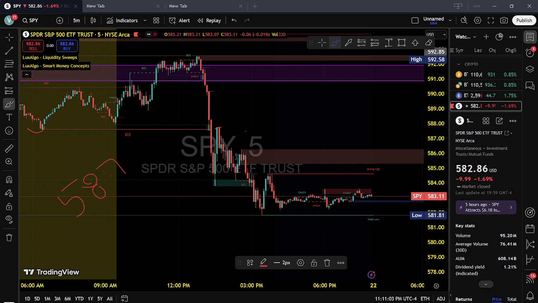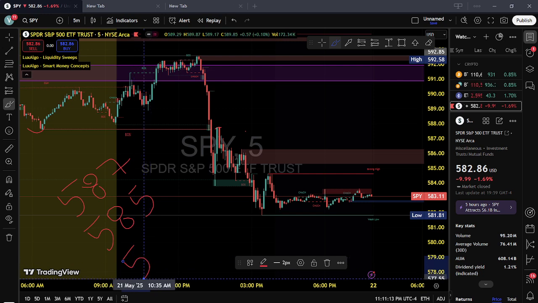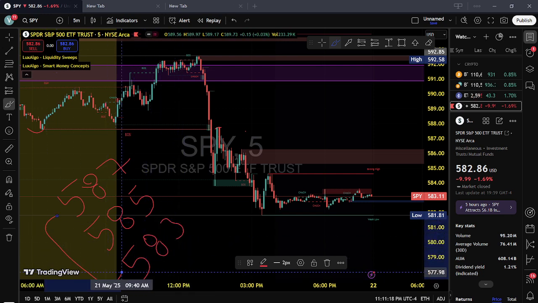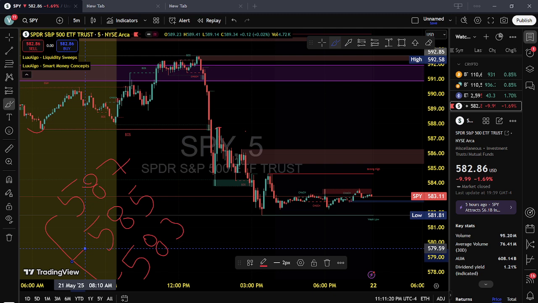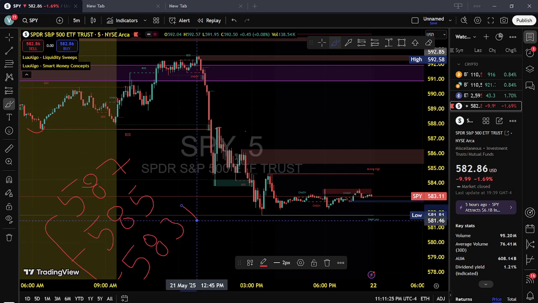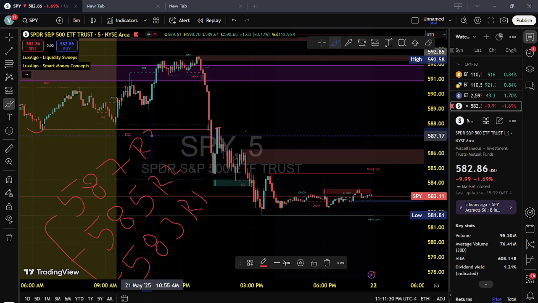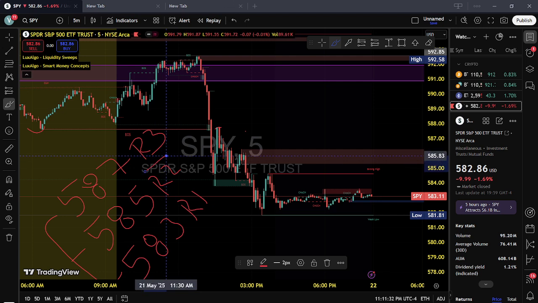587, and then 585, and the last is 583. So these were the supports. All these supports are broken. Now these are your R1, R2, and R3. So for tomorrow's levels, these are our three resistances, right?